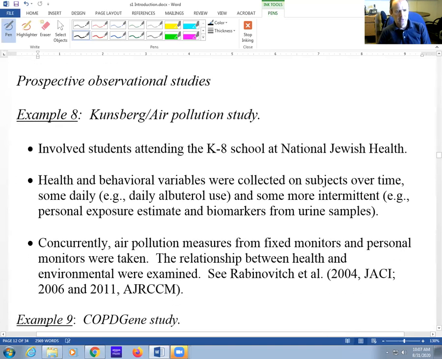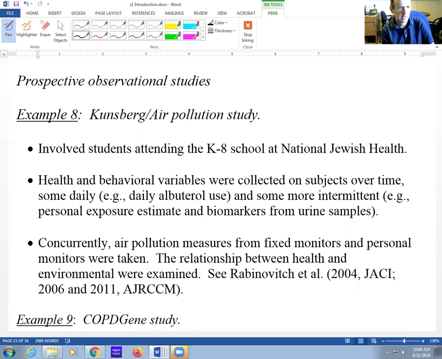I'm not going to be able to get through all these studies, but another big one that I worked on involved kids that went to a school. Here at National Jewish, there's actually a K through 8 school, called the Kunsberg School. We looked at these kids and evaluated them over time, and also tracked the air pollution. From day to day, we were looking at changes in air pollution, and seeing how their health outcomes correlated with that over time. That's based on a study that we did from 1999 through 2008. So it was a 9-year study, a very big one.